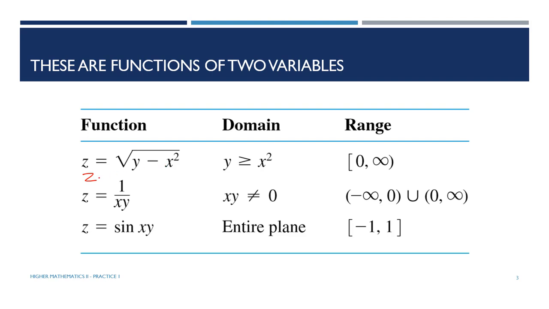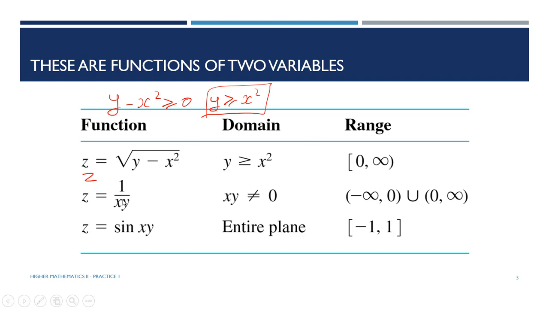In this case, in order to find the z's domain, we have to find that y minus x squared must be greater than or equal to 0. So from here, y greater than or equal to x squared. This is the domain. And range itself also here from 0 to infinity because we have square root.